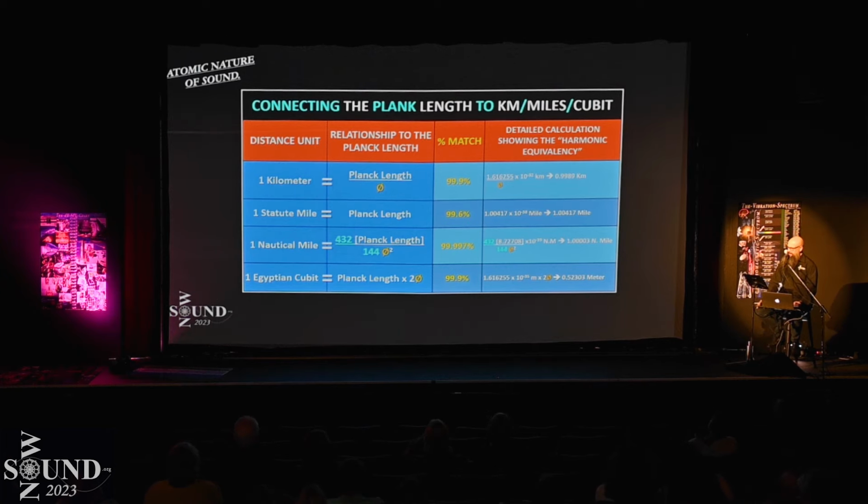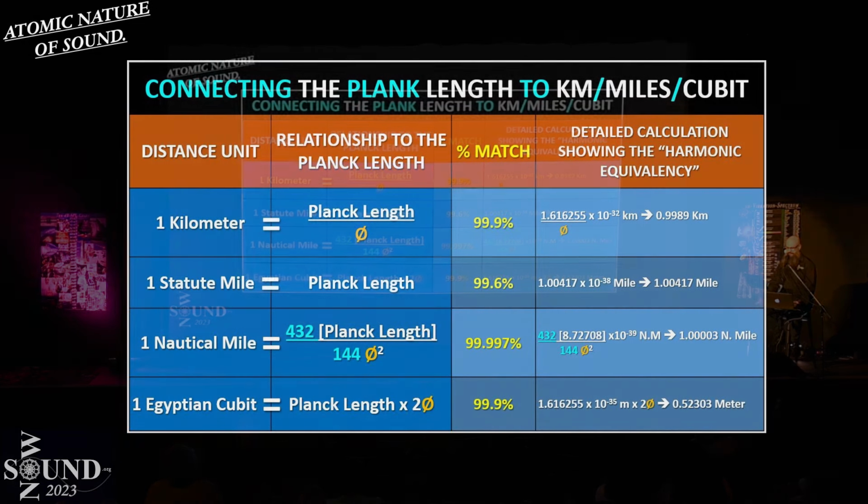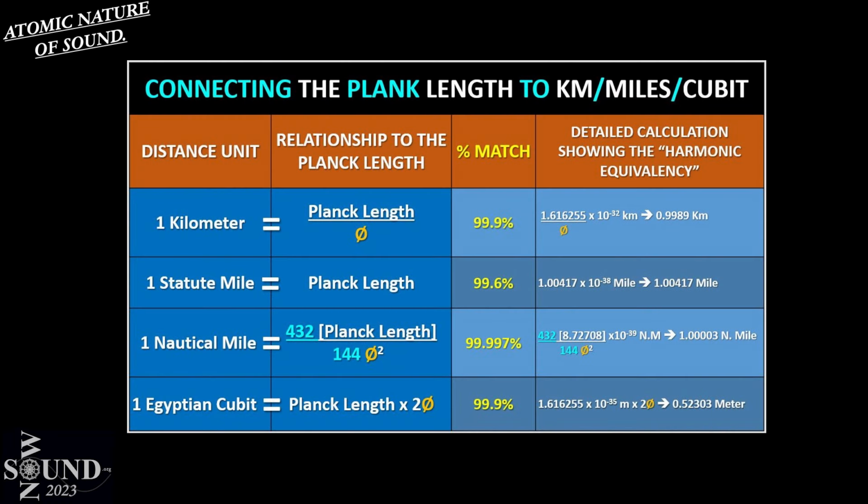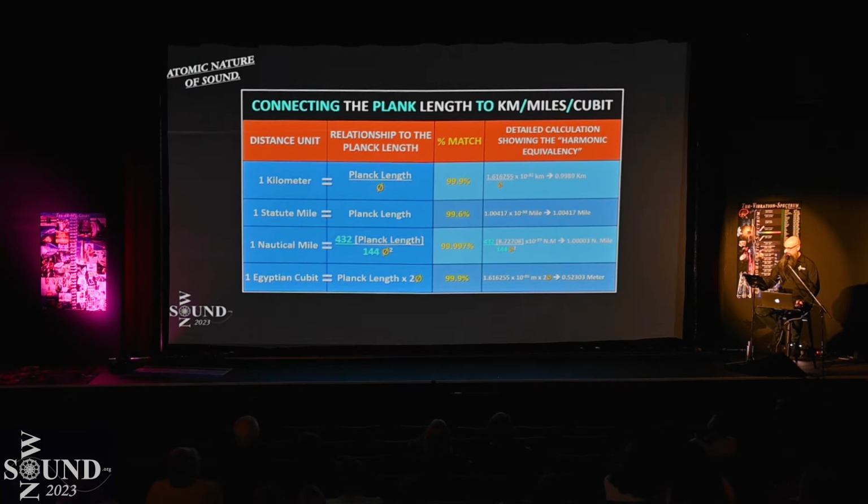But going back to the Planck length, Jimmy's discovery, credit to Jimmy Blanchett there: the Planck length has a 99.9% harmonic relationship with the kilometre, nautical mile, the statute mile, and the Royal Egyptian cubit. That is amazing. So well done, Jimmy. Good discovery there. Now let's just go back to this vibrational sound.